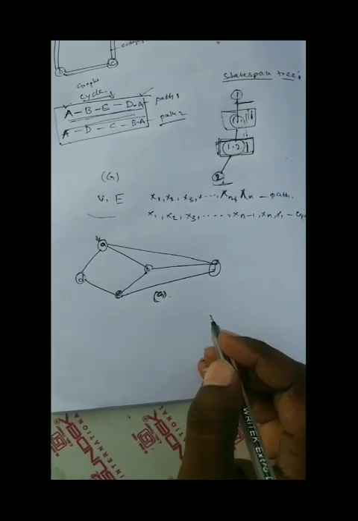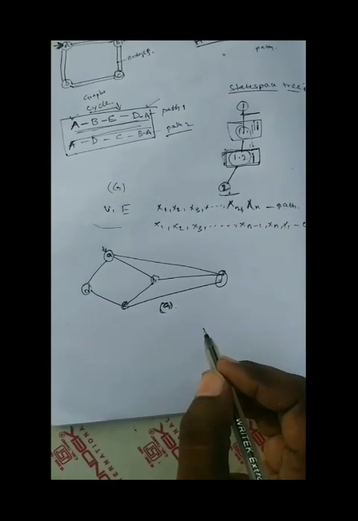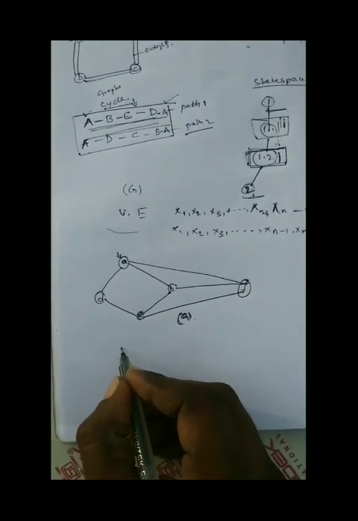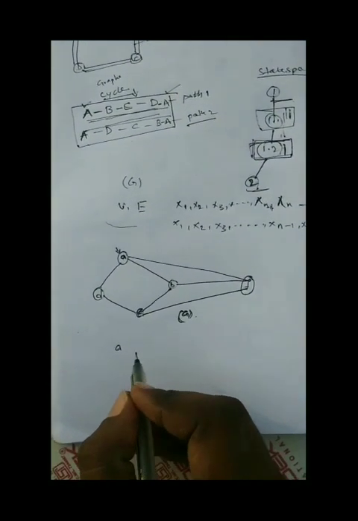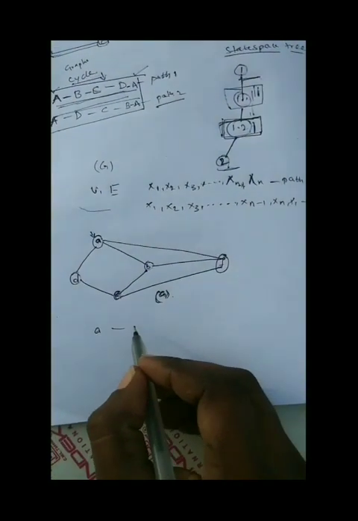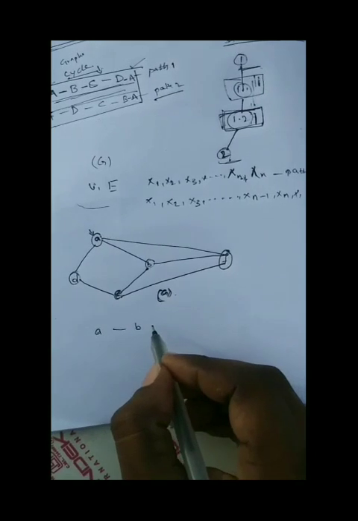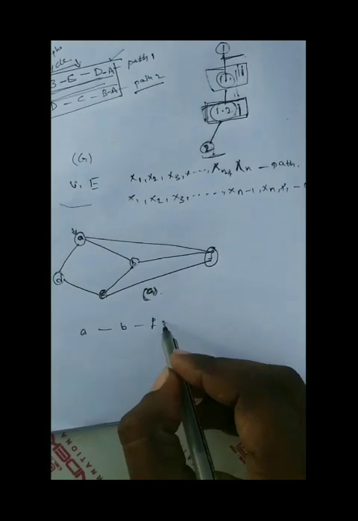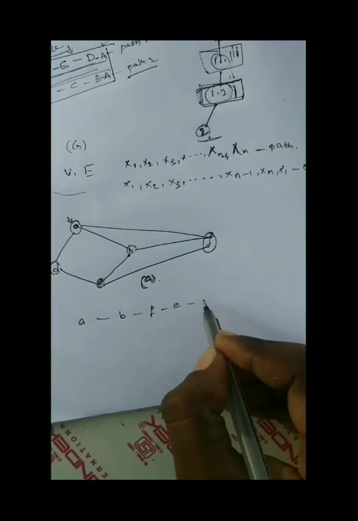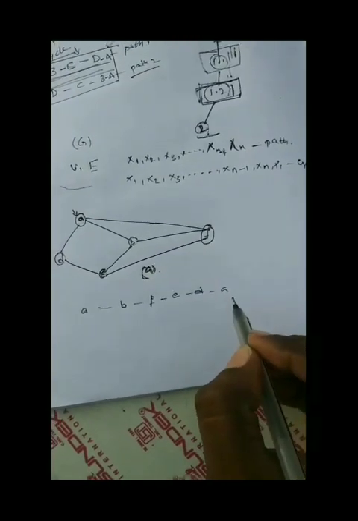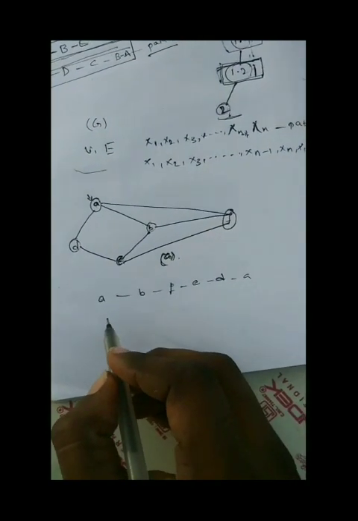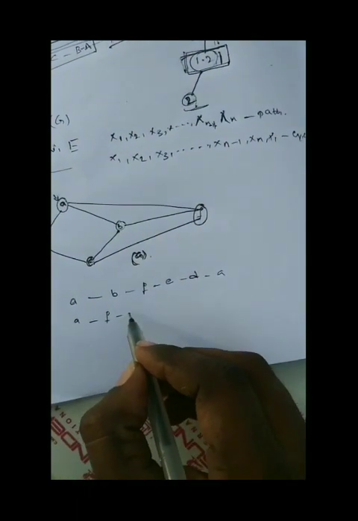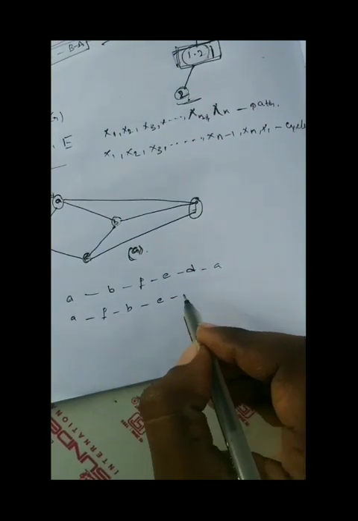Before going to the state space tree, let us write down the possible cycles. Starting with vertex A, next we can travel A to B. From B we can travel to F, F to E, E to D, and D to A. This is one cycle.